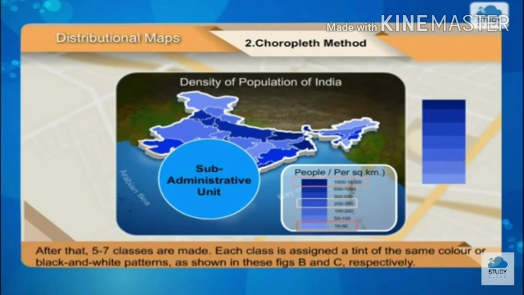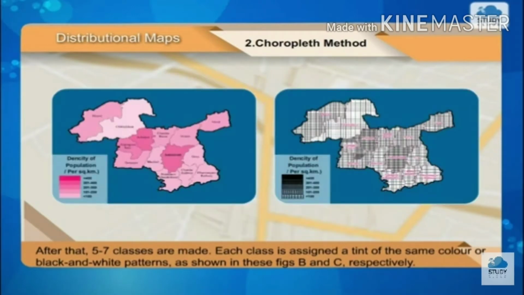After that, 5 to 7 classes are made. Each class is assigned a tint of the same color or a black and white pattern, as shown in these figures. The shades or patterns become darker with the increasing value of the given variable and are drawn accordingly.